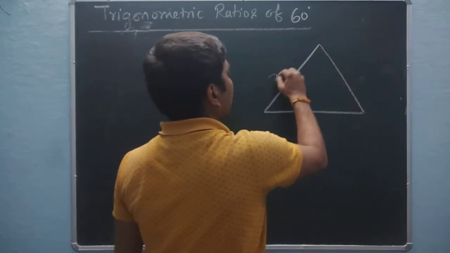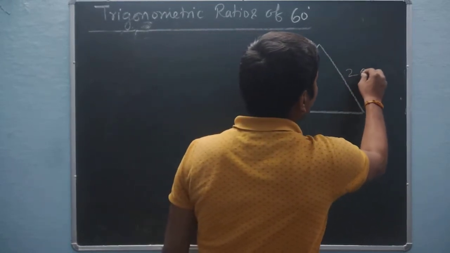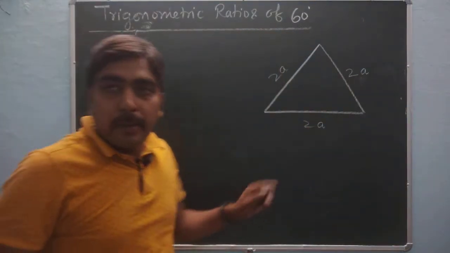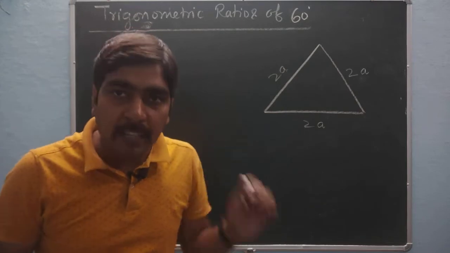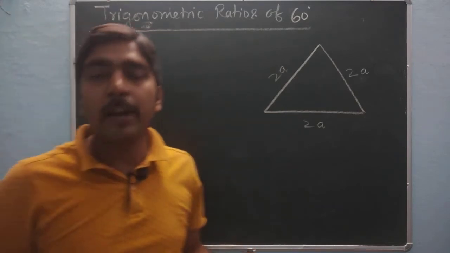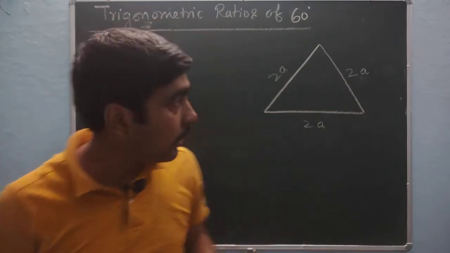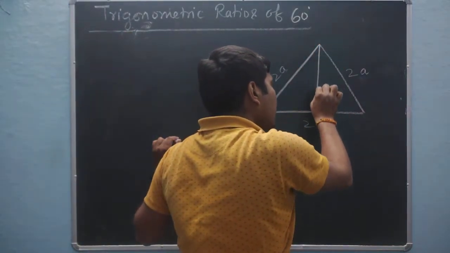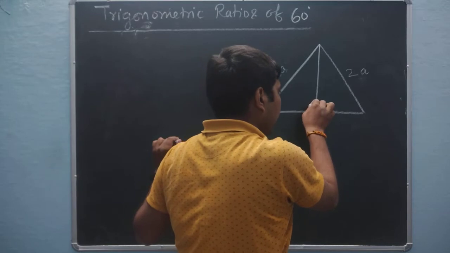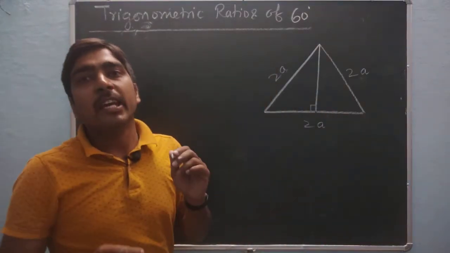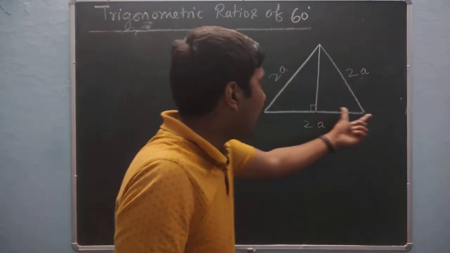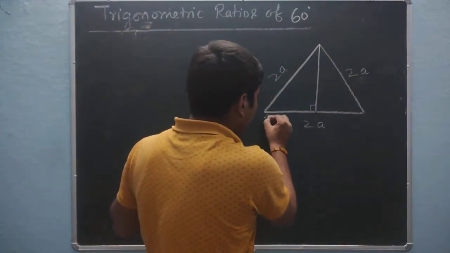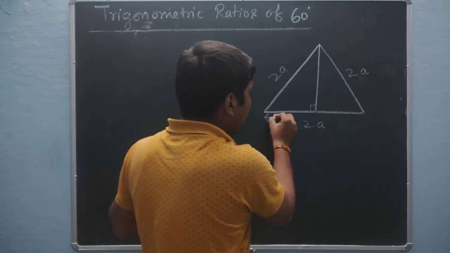We take an equilateral triangle of side 2a, and now if we have to find the trigonometric ratios, then we must have a right angle triangle. So we will draw a perpendicular from this vertex to the opposite side, and by the property of an equilateral triangle, it will bisect this side. So this side will become half of 2a, that is a.